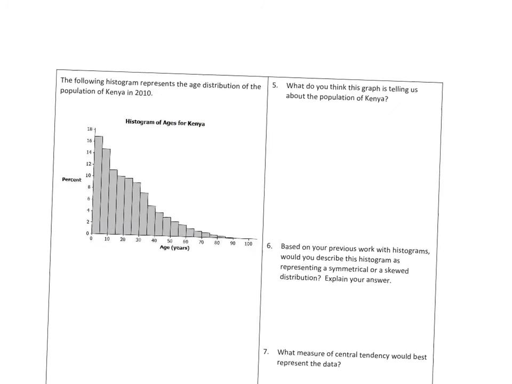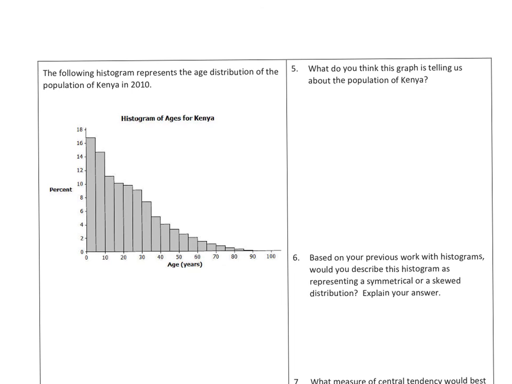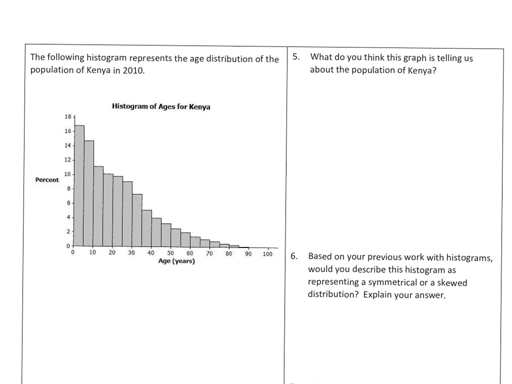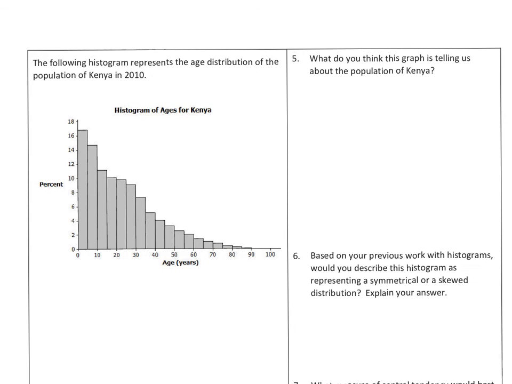All right, last thing, interpreting a histogram here. The following histogram represents the age distribution of the population of Kenya in 2010. And this is actually somewhat legit data, if I remember correctly. So what do we think this graph is telling us about the population of Kenya? Well, we said there's a really young population, right? There's not very many people who are making it to an older age. It's a very young population.